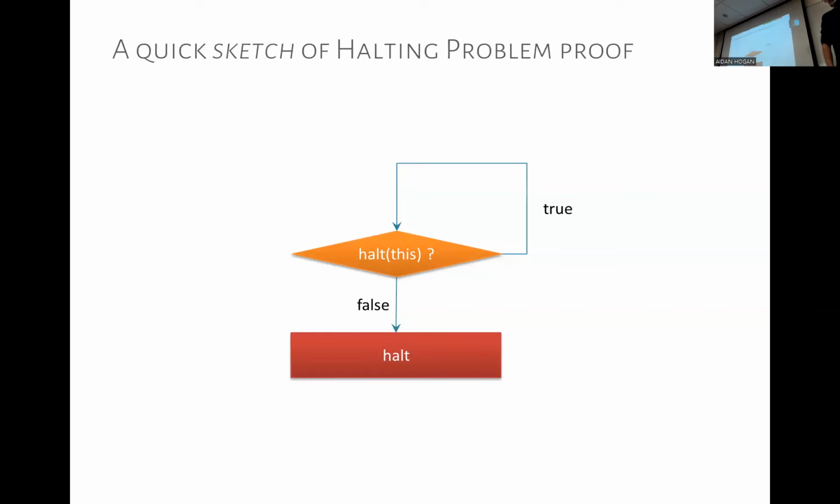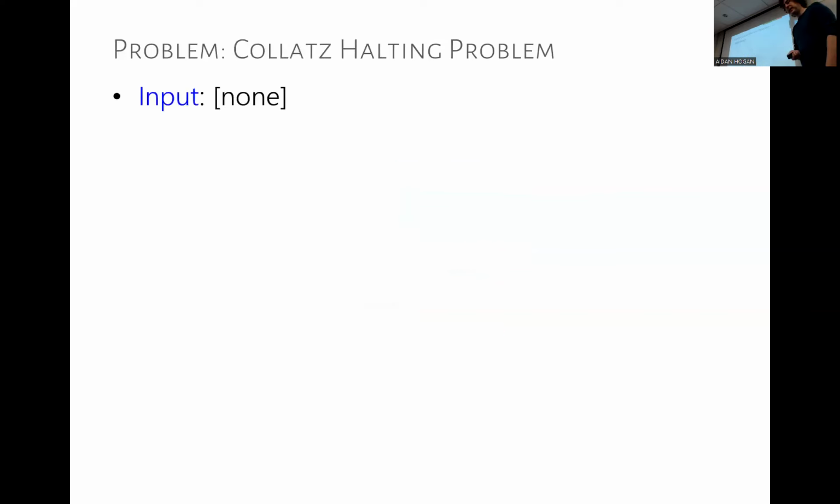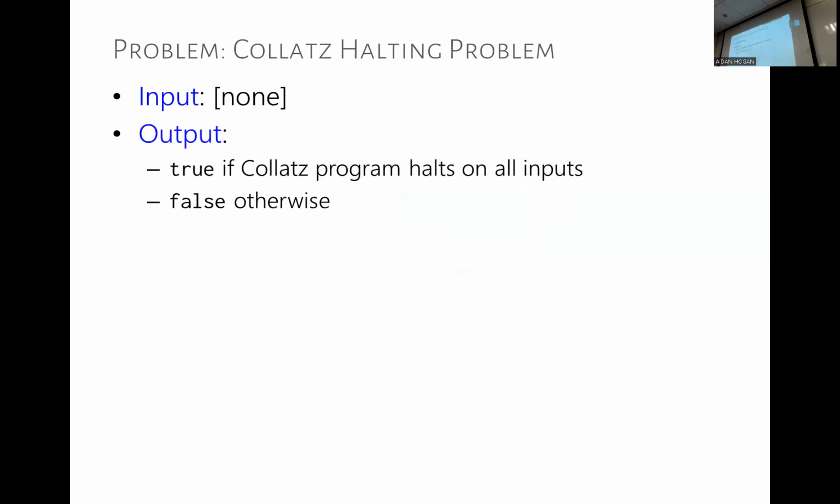So this is the halting problem. This is undecidable. This is the original undecidable problem of computer science. So then we have this collapse halting problem. We have the question of, given no input, what we want to output is true if the collapse program halts on all inputs and false otherwise.